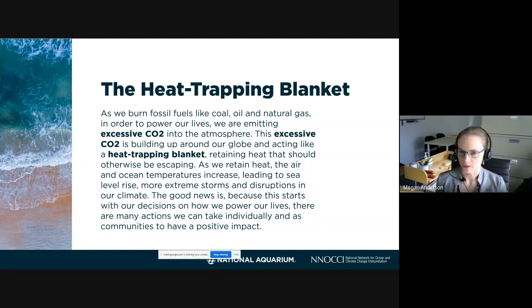So the recommended order is starting with the issue, which is the burning of fossil fuels, getting to the heat trapping blanket, which helps explain the basic mechanism of climate change, connecting that to what we're seeing on our planet and why that is disruptive, and then ending up with solutions.